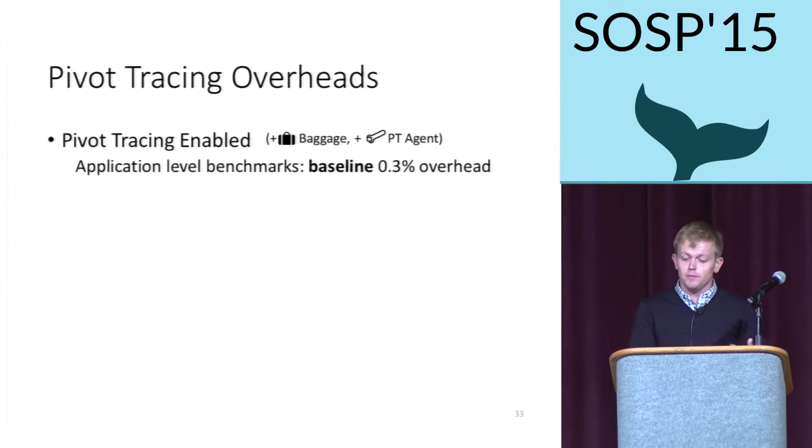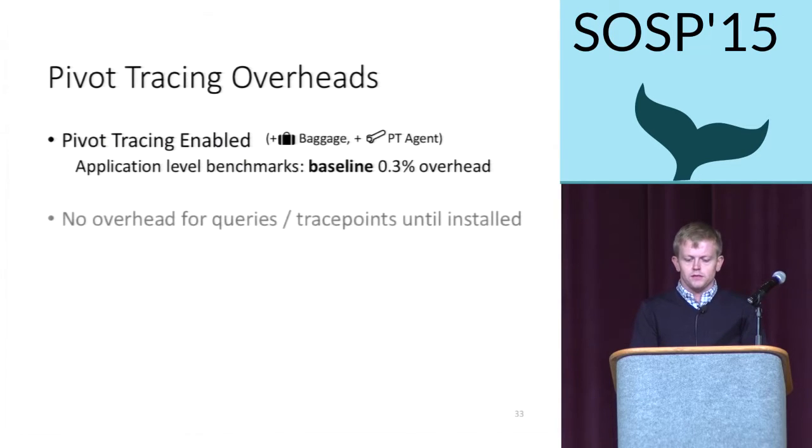With pivot tracing enabled, we recorded a baseline overhead of only 0.3% in application level benchmarks when there were no queries installed. And this is low because baggage propagation alone is relatively cheap, and there's no overhead for queries or trace points until after they've been installed.